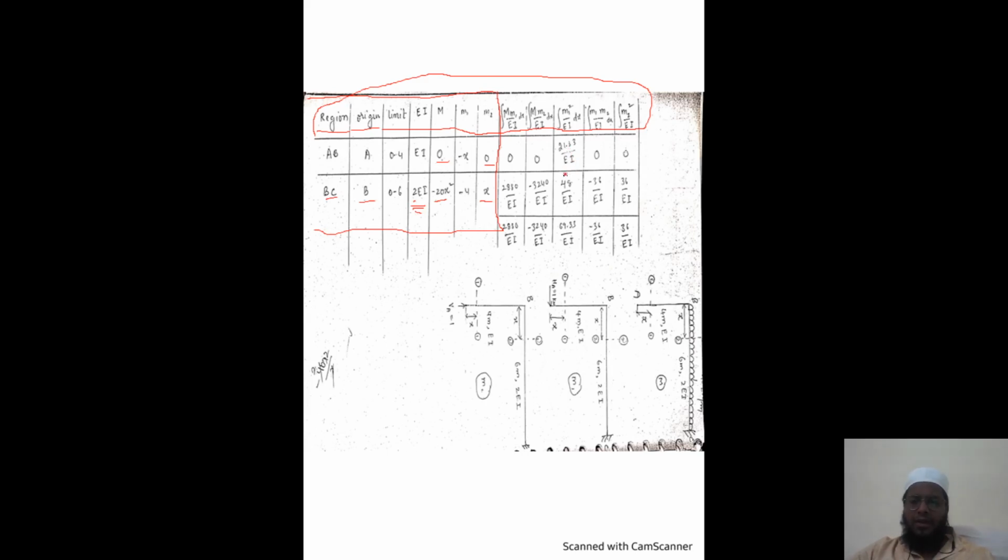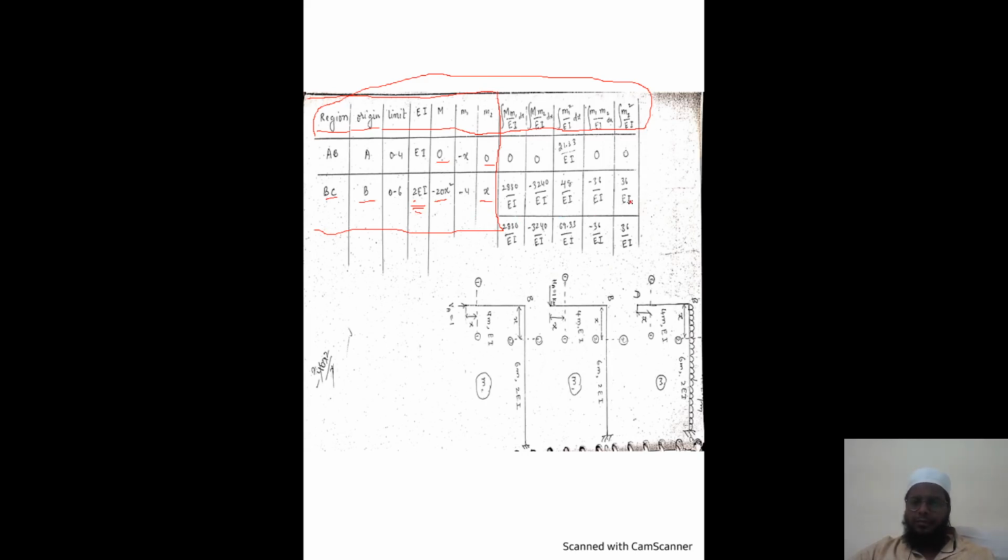Once you get this value, similarly you will get 48 by EI. Again, in the integral M1 M2 by EI, M1 is 0 into something, 0. Then M1 M2 is minus 4 into x, integral, limit is 0 to 6, divided by 2EI, you will get minus 36 by EI. Similarly, M2 square, the M2 value is 0 here. It is x into x square by 2EI, limit is 0 to 6 again, so you'll get 36 by EI for this one.